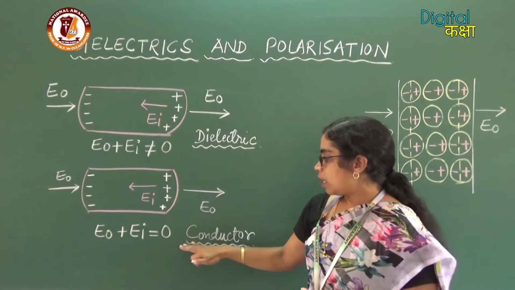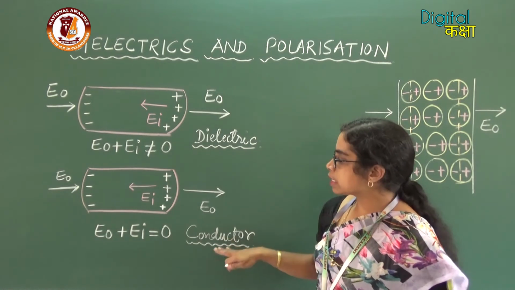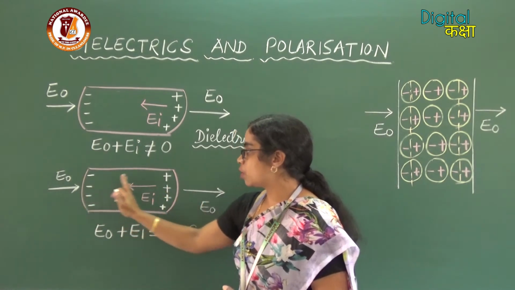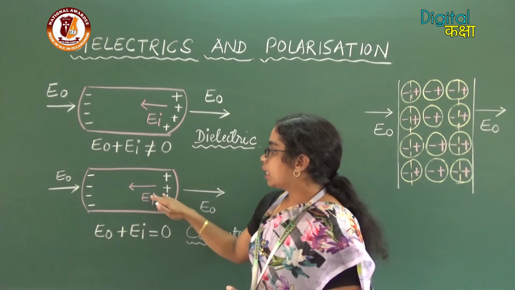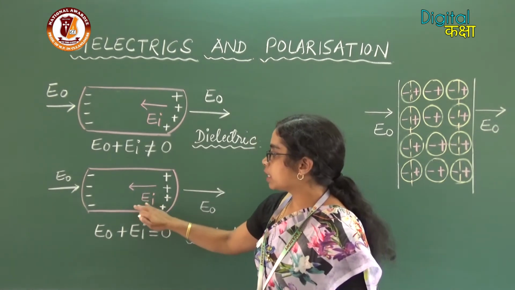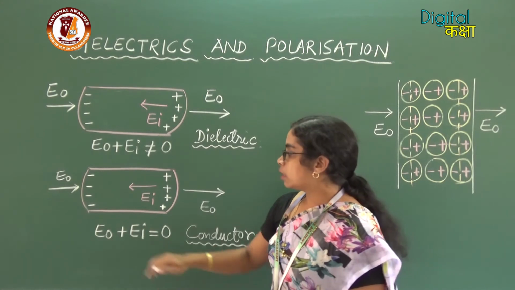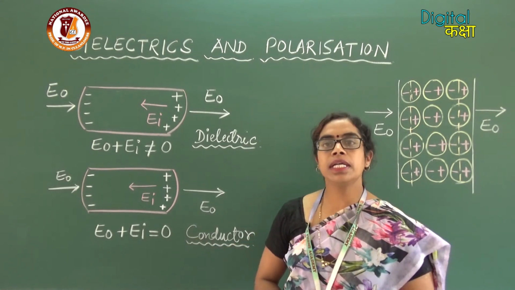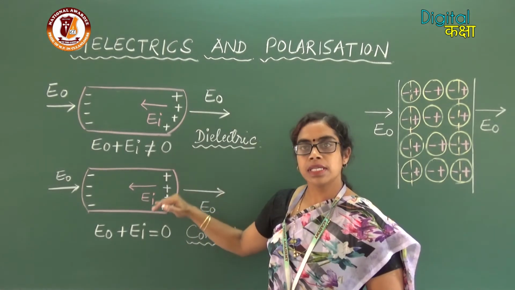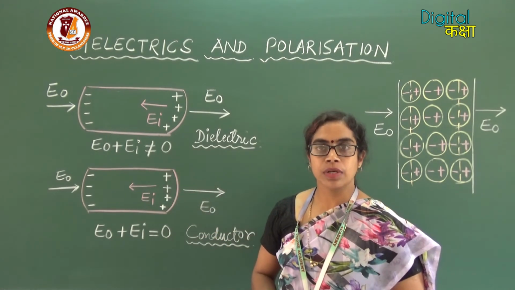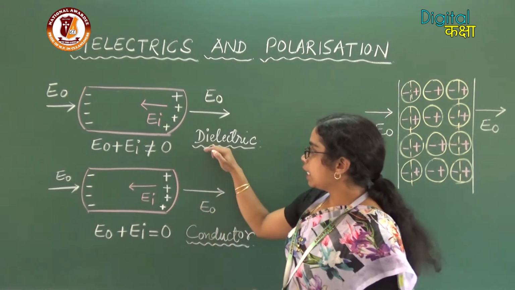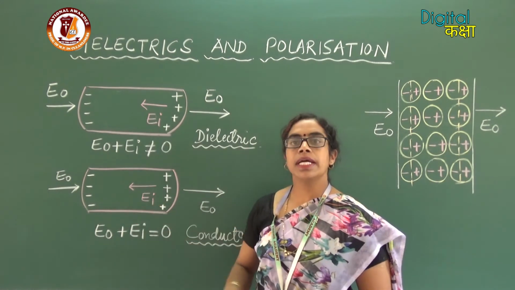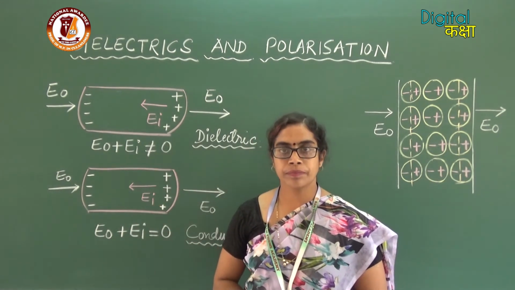Whereas when a conductor is kept in an external electric field, after the separation of the charges, here also an electric field is induced, represented as EI, and the sum of E0 and EI, in this case, is equal to 0. These diagrams represent the cases when the dielectric and then the conductor, one by one, are kept in the external electric field E0.